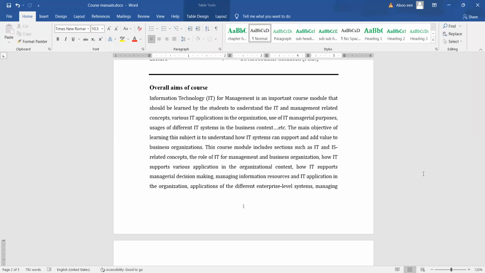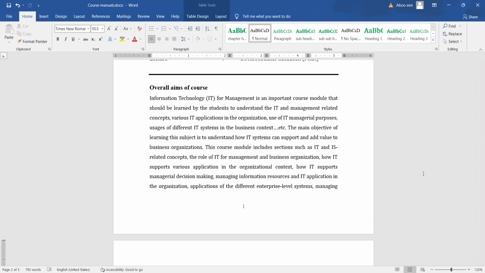Information technology for management is an important course module that should be learned by students to understand IT and management related concepts, various IT applications in the organization, use of IT for managerial purposes, usage of different IT systems in the business context, etc. The main objective of learning this subject is to understand how IT systems can support and add value to the business organization.